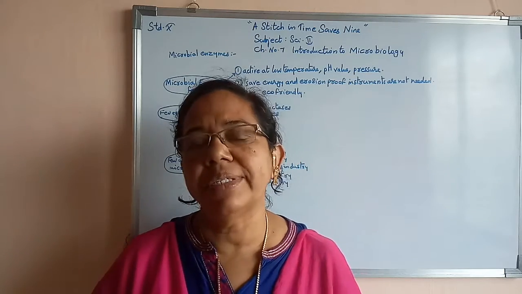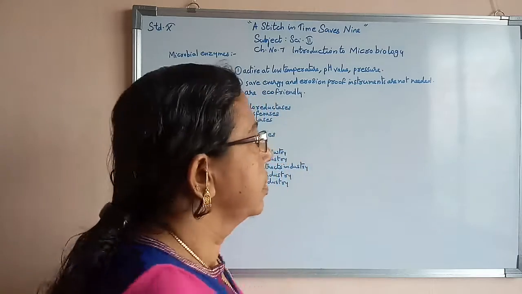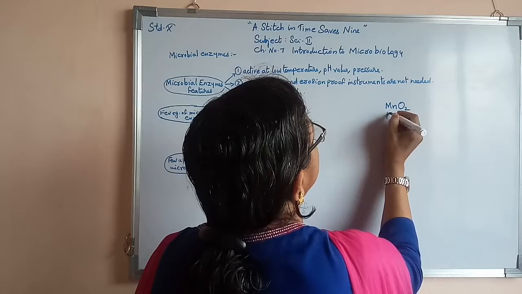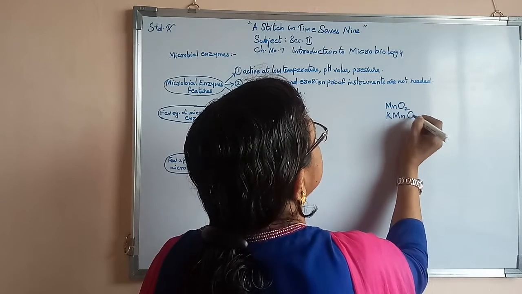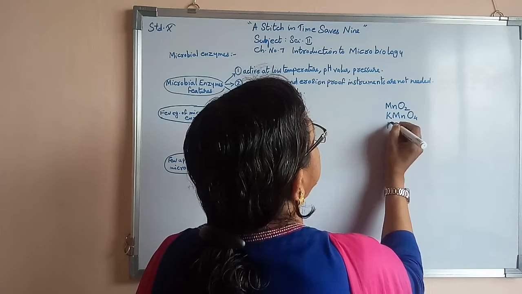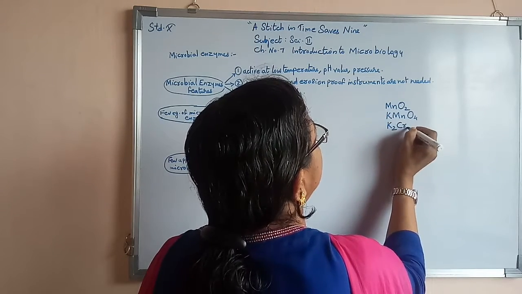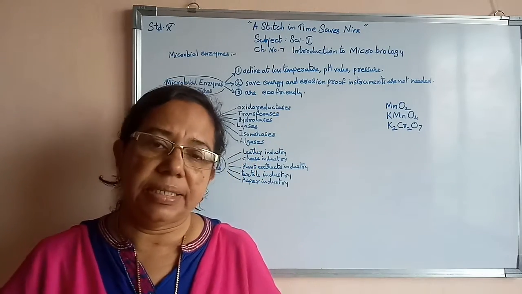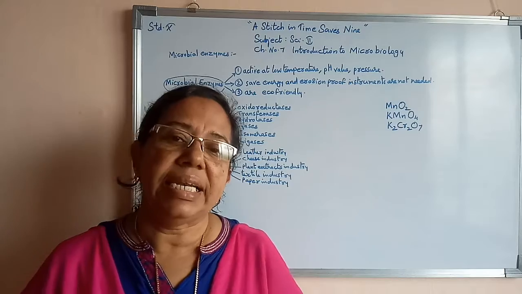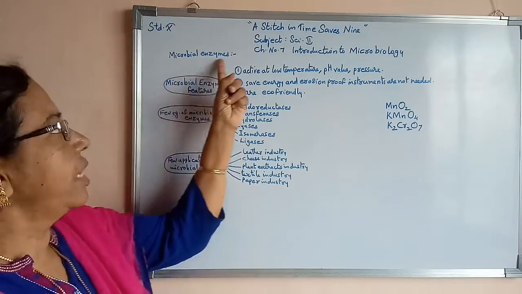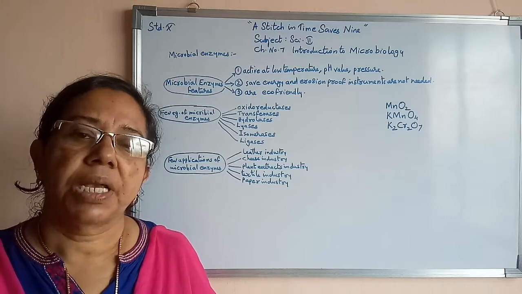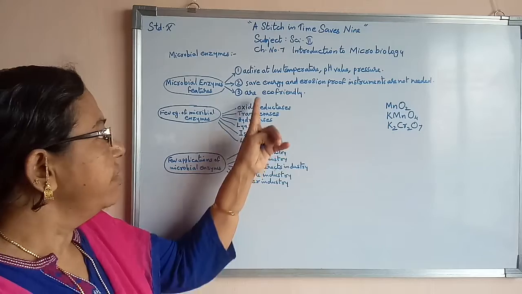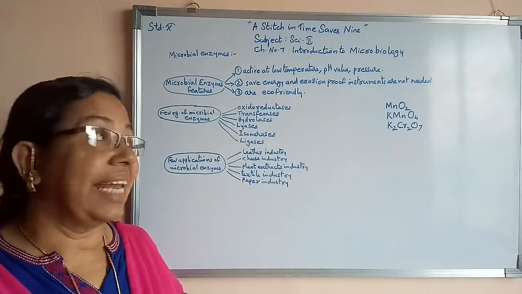Now I'll give a few examples of chemical catalysts. One is manganese dioxide, another is potassium permanganate, then potassium dichromate, K2Cr2O7. These are all chemical catalysts. Now, biological catalysts are known as microbial enzymes. For microbial enzymes we have some examples, and these all act like catalysts.